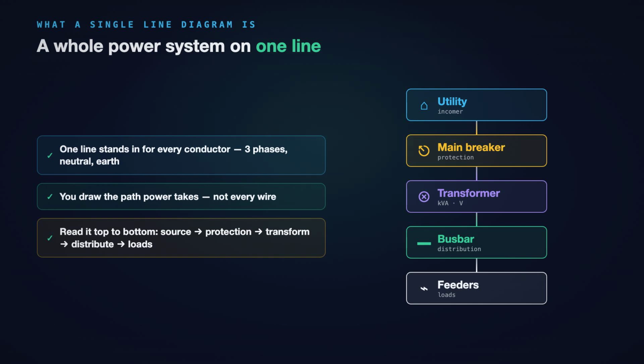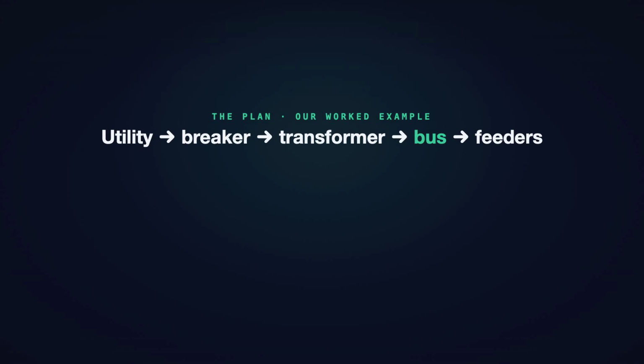Utility or generator at the top. A main breaker or disconnect. A transformer if the voltage changes. A bus bar where the power spreads out. Then the feeders and the loads hanging off the bus. Get that order right, and the diagram reads itself. That is the whole convention, and this tool has real symbols for every one of those blocks.